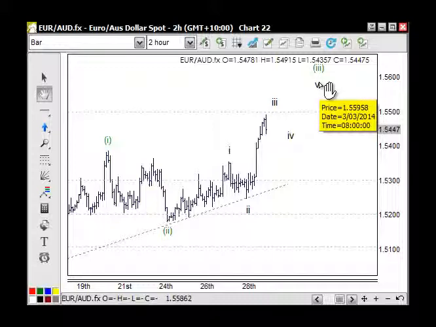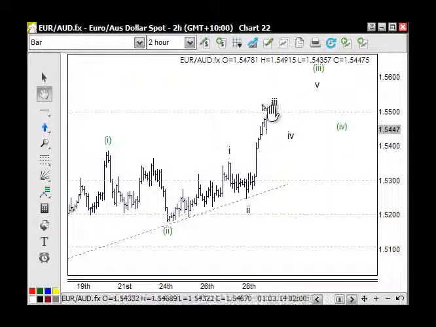Now, it can terminate here as a wave C and finish here, and then fade all the way down through here, or it can just be the 4th wave and then find support on here and then move up from here. So you need to be patient and allow it to mature across here.